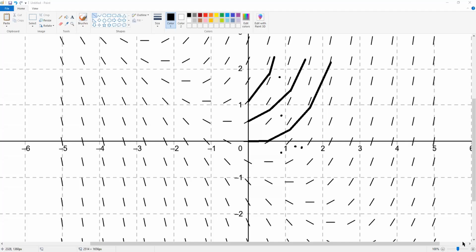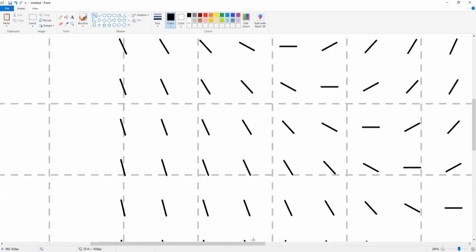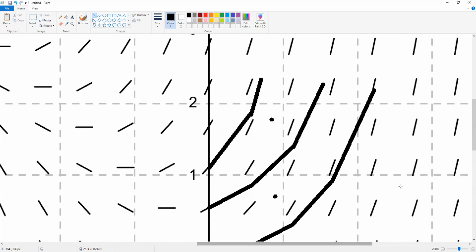All right, let's zoom in even a little bit more. Oh, that's really zoomed in.